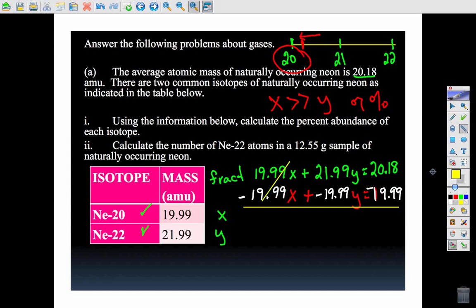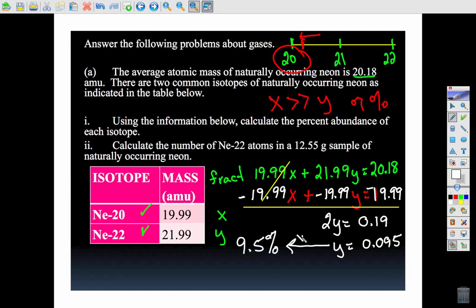and my X term will cancel, and I will end up with 2Y is equal to 0.19. So my fractional abundance for Y is 0.095. Now I need to convert that fractional abundance to a percent. Back and forth is just by 100, so we're going to multiply by 100. And I get 9.5% for Y.